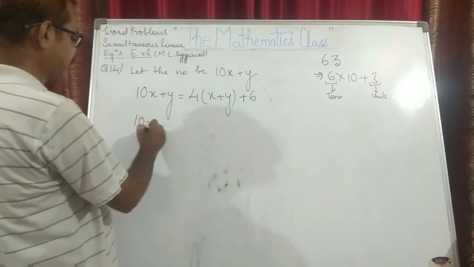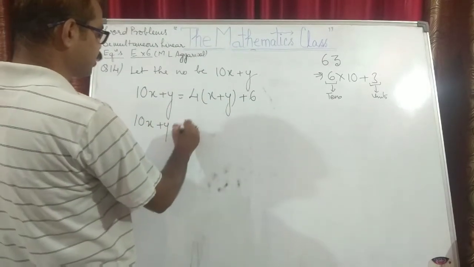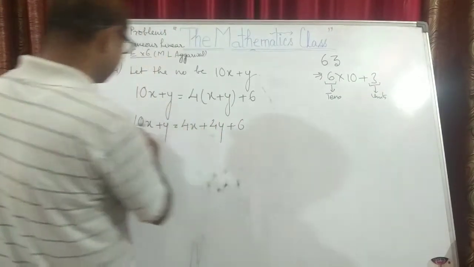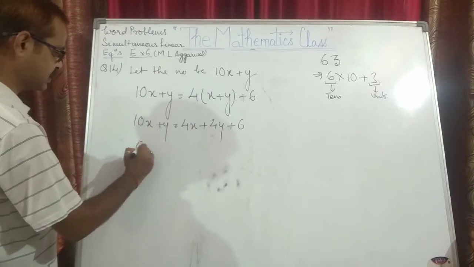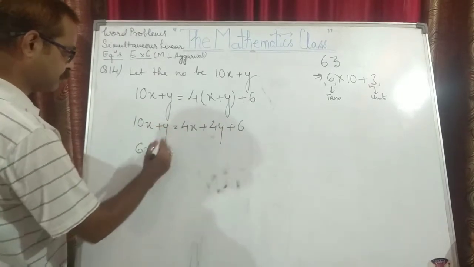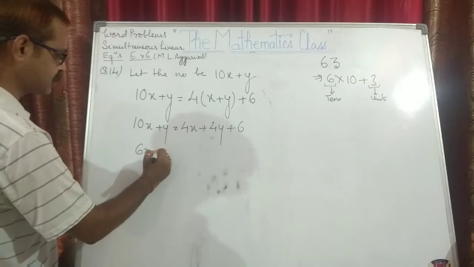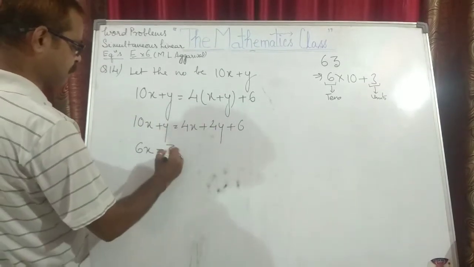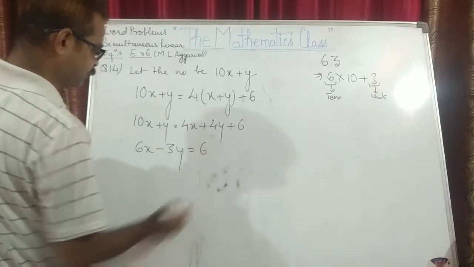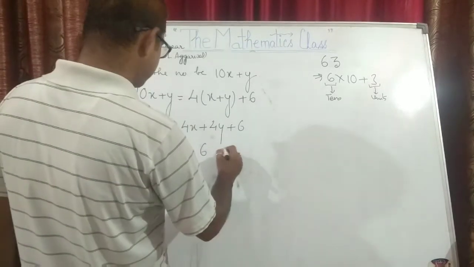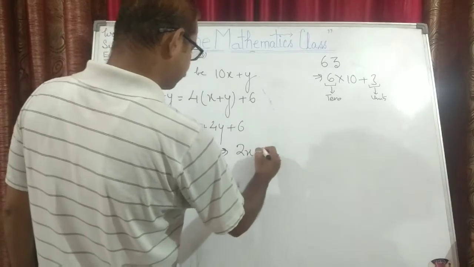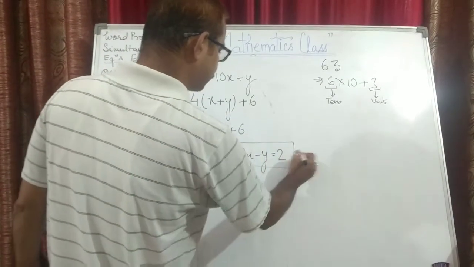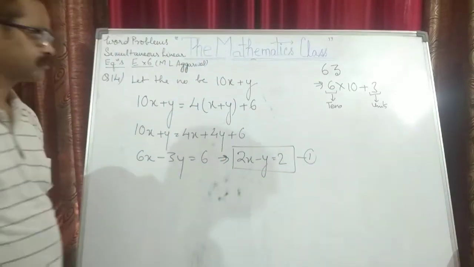This can be written as 10x plus y is equal to 4x plus 4y plus 6. 10 minus 4 is 6x. The 4y comes to the side and becomes minus 4y, and this is plus y, so minus 3y. 6x minus 3y is equal to 6. If you divide the whole equation by 3, you will get 2x minus y is equal to 2. This is one equation. Let's say equation number 1.